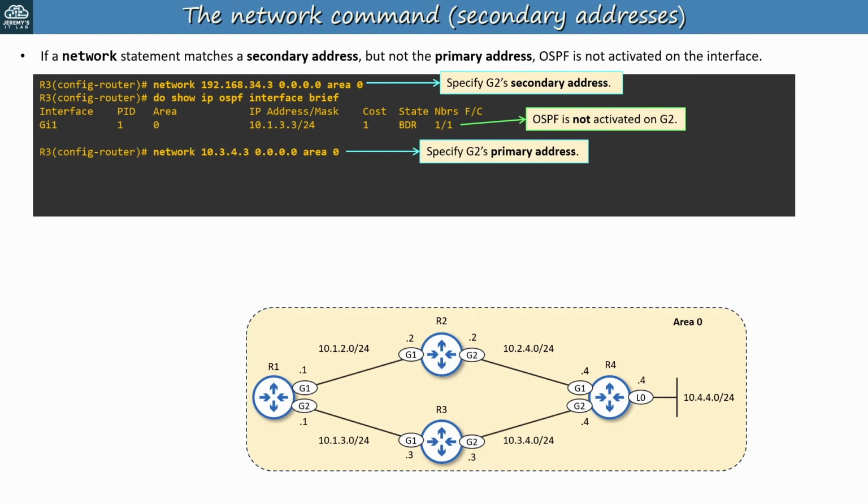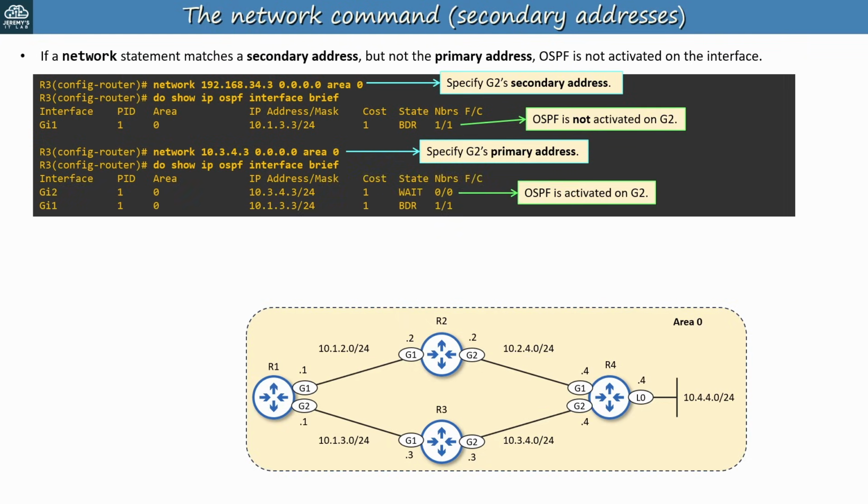To fix that, I configured another network statement to match the primary IP, 10.3.4.3, and now OSPF is activated on the interface. So that's the second point. To activate OSPF on an interface using the network command, you must match the primary address, not just a secondary address.